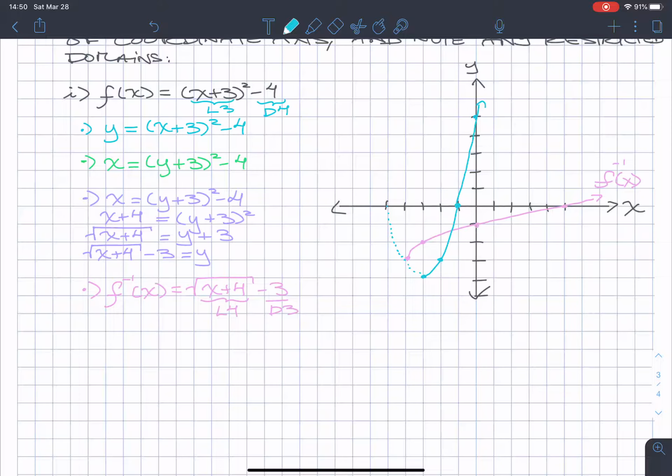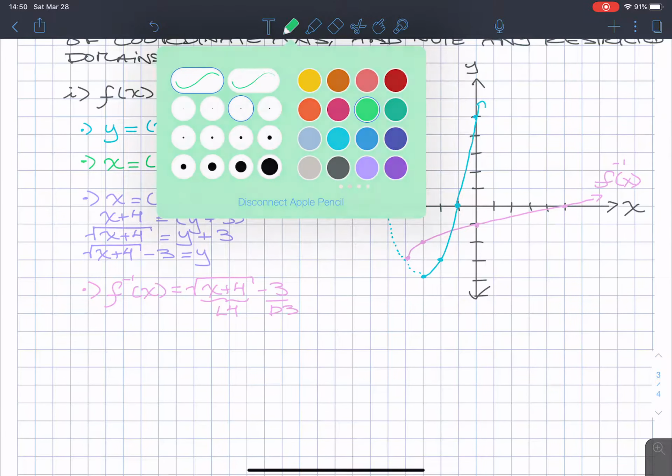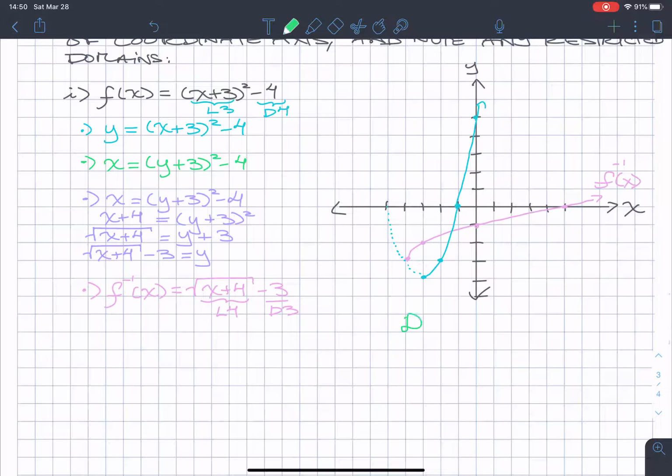So I'm only taking the domain of f of x, the restricted domain, to be from negative 3 to the right. So negative 3 to infinity. So I'm taking the right-hand side of that parabola.